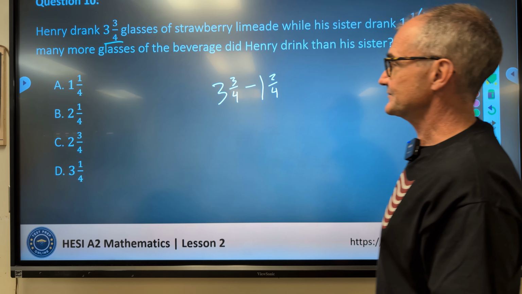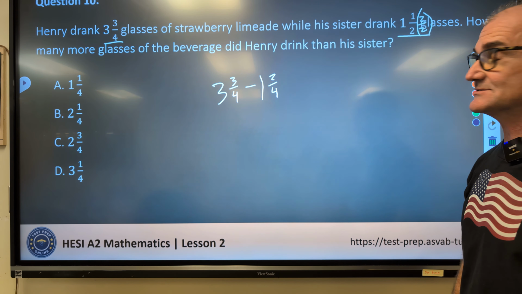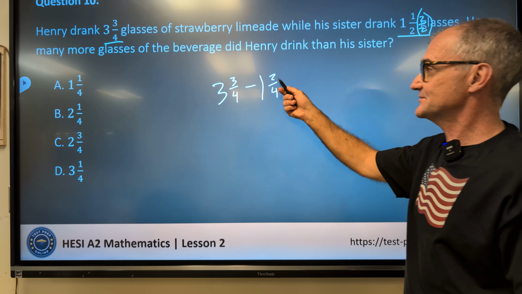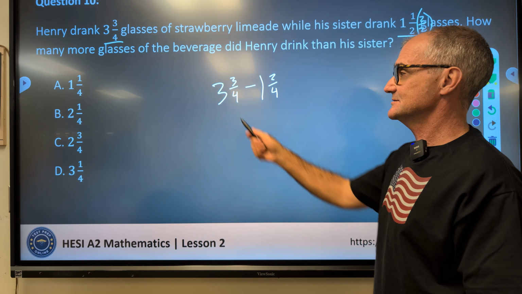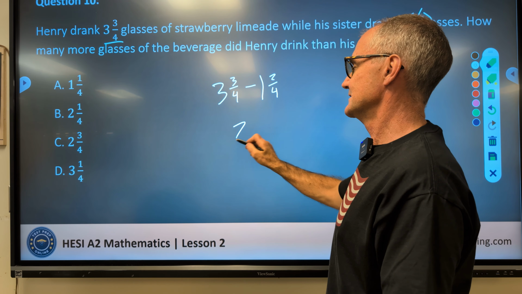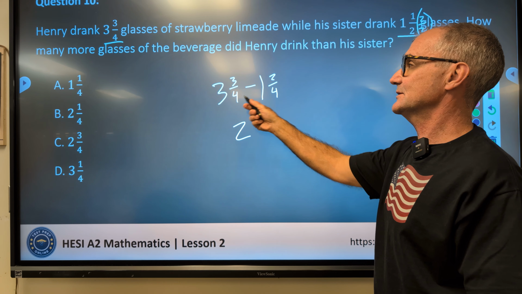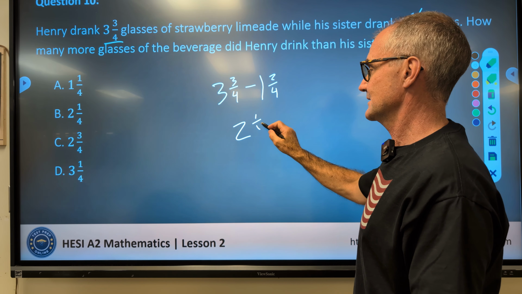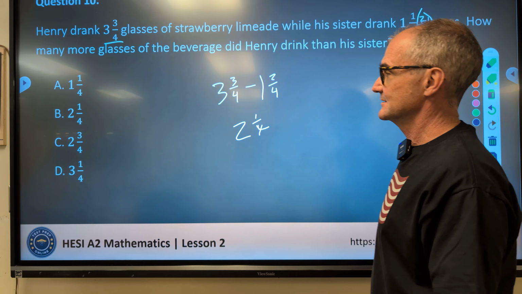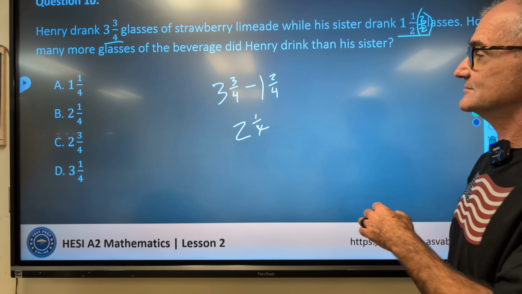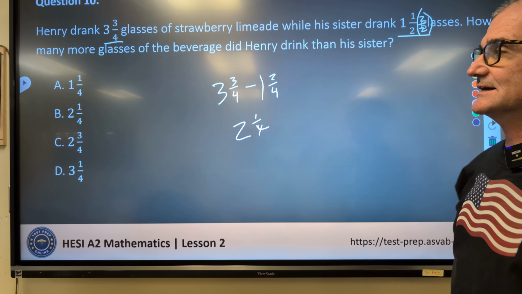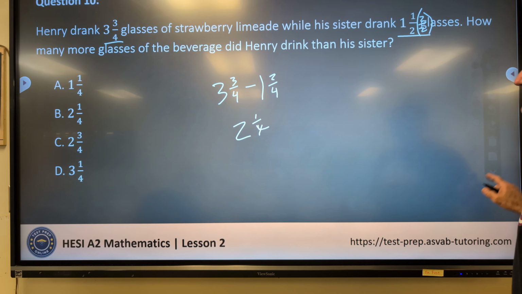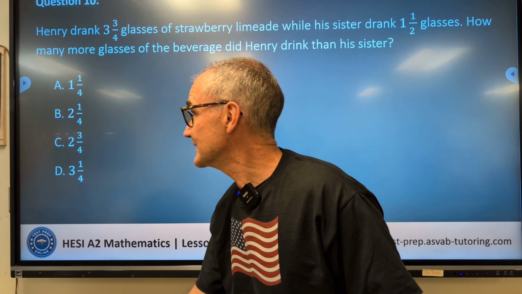So that's going to give me 1 2/4. This one's going to be a lot easier than the last one because this fraction is smaller than this one. So I'm just going to do 3 minus 1 to get 2. 3/4 minus 2/4 to get 1/4. And the difference between what Henry drank and his sister drank is 2 1/4. Correct answer, answer B.